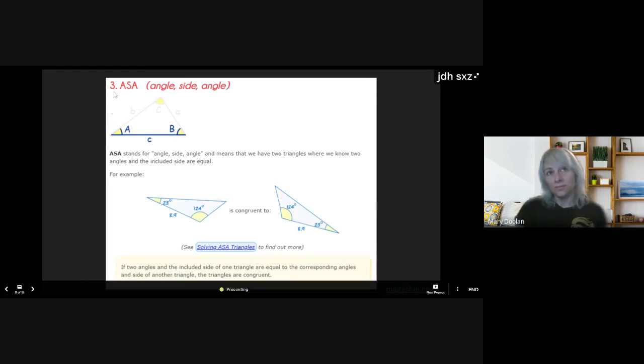Your third one, angle, side, angle. It has to be in that order. So for example, these two triangles, we have the angle of 23 degrees, the side length of 8 9/10, and then an angle of 124 degrees. And another triangle where those three things are also true, okay, and it goes in that order. That is enough information for us to say that these two triangles are congruent.